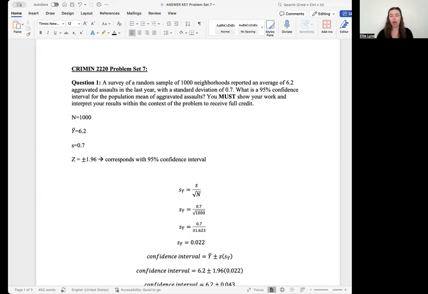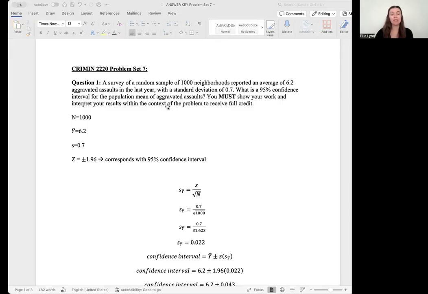There are four primary steps that we go through in order to calculate a confidence interval. The first is that we have to calculate a standard error. The second is that we have to choose the confidence level and the corresponding z-score. The third is we actually have to calculate the confidence interval itself. And the fourth step is to interpret the results within the context of the problem.